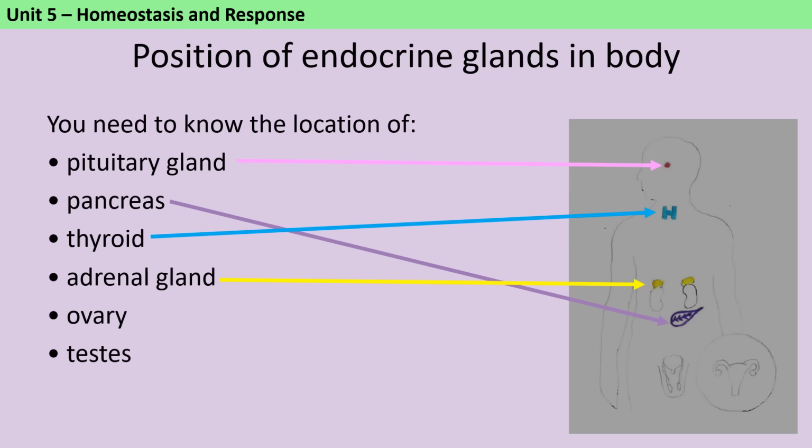Your pancreas, which is part of your digestive system, is in the middle of your abdomen. Your thyroid gland is in your neck. Your 2 adrenal glands are just on top of your kidneys. And then if you're biologically female, you have ovaries, which are a little bit lower than that. And if you're male, you have testes, which hang outside the body.